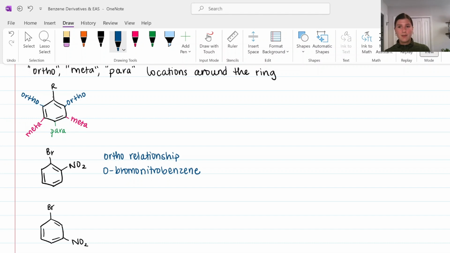Now, it's possible to also see numbers. You might see that on different sites or different resources. In this case, you would give the substituent that comes first alphabetically the lower number. So this would be 1 bromo, 2 nitro, benzene.